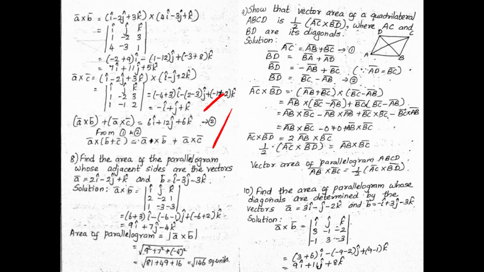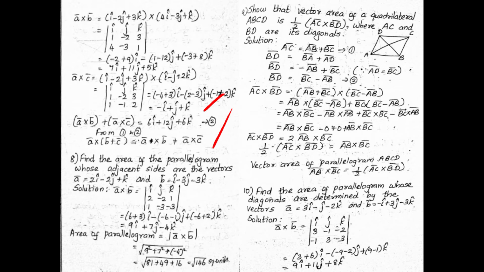Solution. Here we have to find the area of the parallelogram. To find the area of the parallelogram, the formula is the magnitude of a vector cross b vector. a vector cross b vector is equal to, in the determinant form, write down the first row i, j, k, then the second row the coefficients of a, and the third row the coefficients of b. Solve this, we get 9i plus 7j minus 4k unit vector.